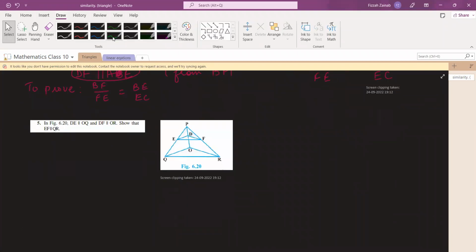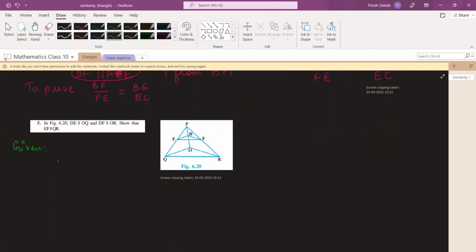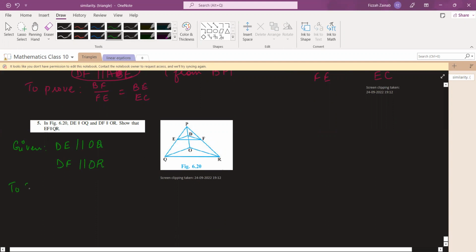So I hope everyone has done. Let us start. Now write whatever is given and then whatever you have to prove. So in figure 6.20, DE is parallel to OQ. So please see in the figure which is DE is parallel to OQ. And DF is parallel to OR. Now to show that EF is parallel to QR, right? So let us do the proof.